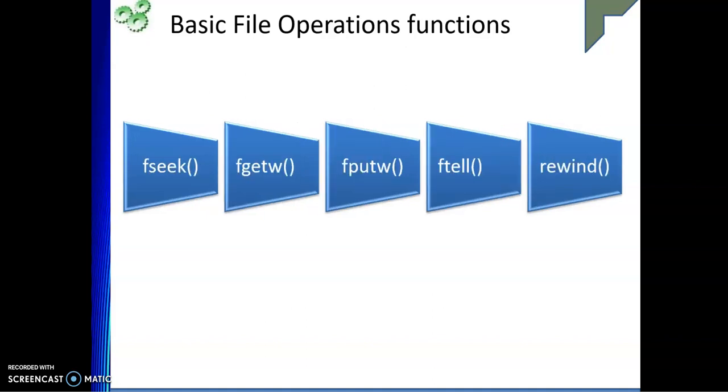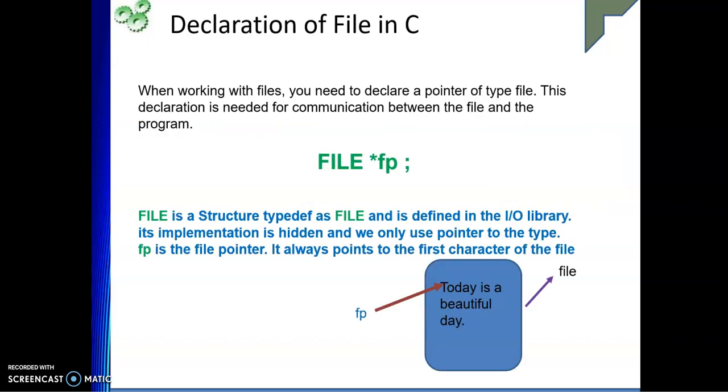Then we have fseek, getw, putw, ftell, and rewind. As I was saying, we are going to discuss more about these in my coming session. Now the thing is, how are you going to declare a file in C? This is interesting. When you are working with a file, we need to declare a file, and the keyword that is used is FILE.